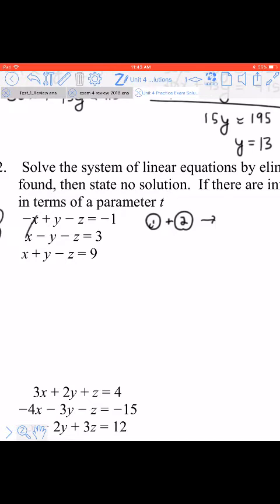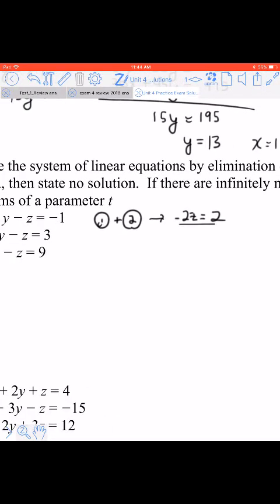So if I do that, x would cancel. Y would also cancel. Combining here, I get negative 2z, and then here I would get 3 minus 1, that's 2. So combining equations 1 and 2 gives me this equation. If I divide both sides by negative 2, I get that z equals negative 1.